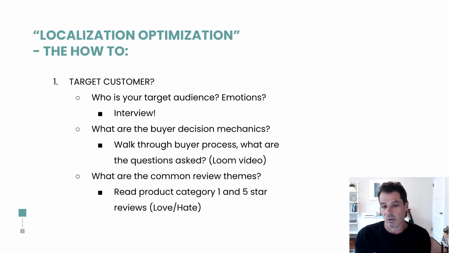We have a tool called Love Hate, which basically does a word cloud around whatever product category you want, and it'll show you those common themes immediately. What do people love and hate about a product? But you can also do that manually by just going through all the listings and picking out those themes.